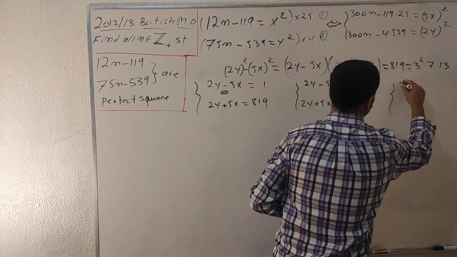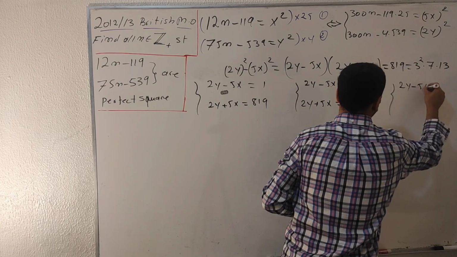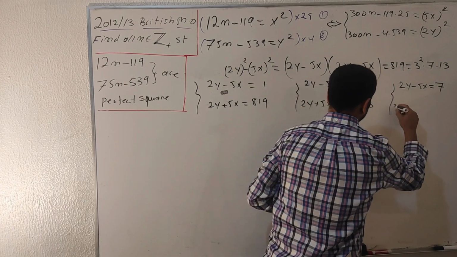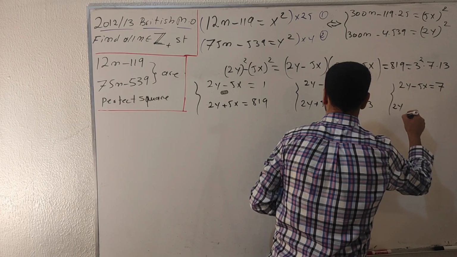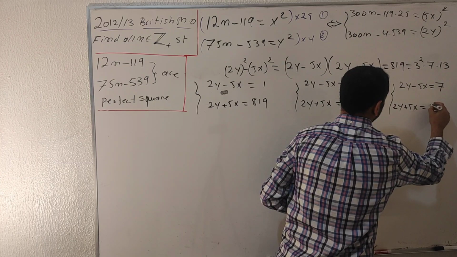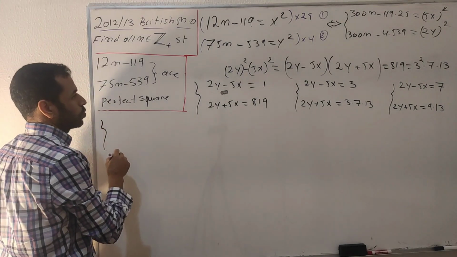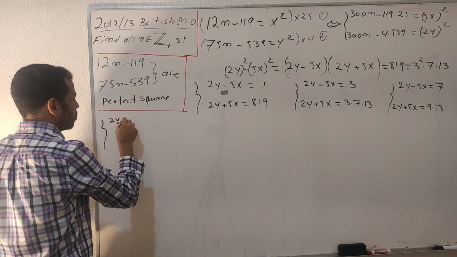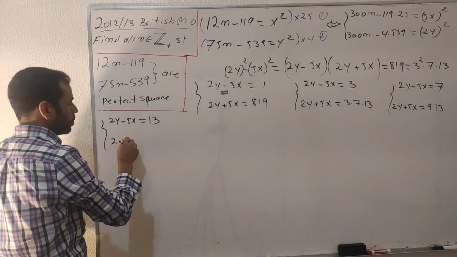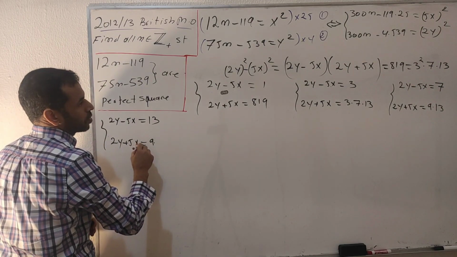For the third possibility, 2y minus 5x is going to take number 7 as a small number, so the rest of the numbers go towards the second one: 2y plus 5x is 3 squared, which is 9, multiplied by 13. Let's check another two possibilities. 2y minus 5x is going to take number 13 as a small number, so the other one, 2y plus 5x, is going to take 9 multiplied by 7, which is 63.